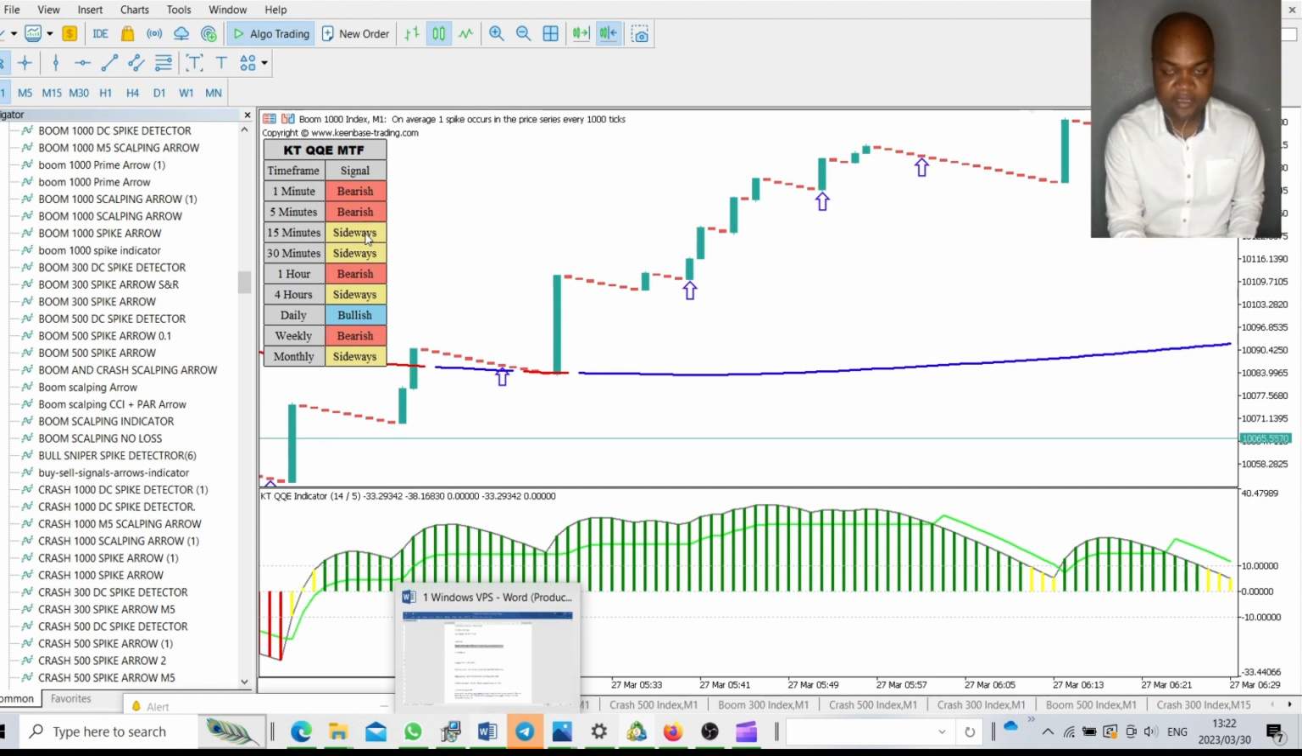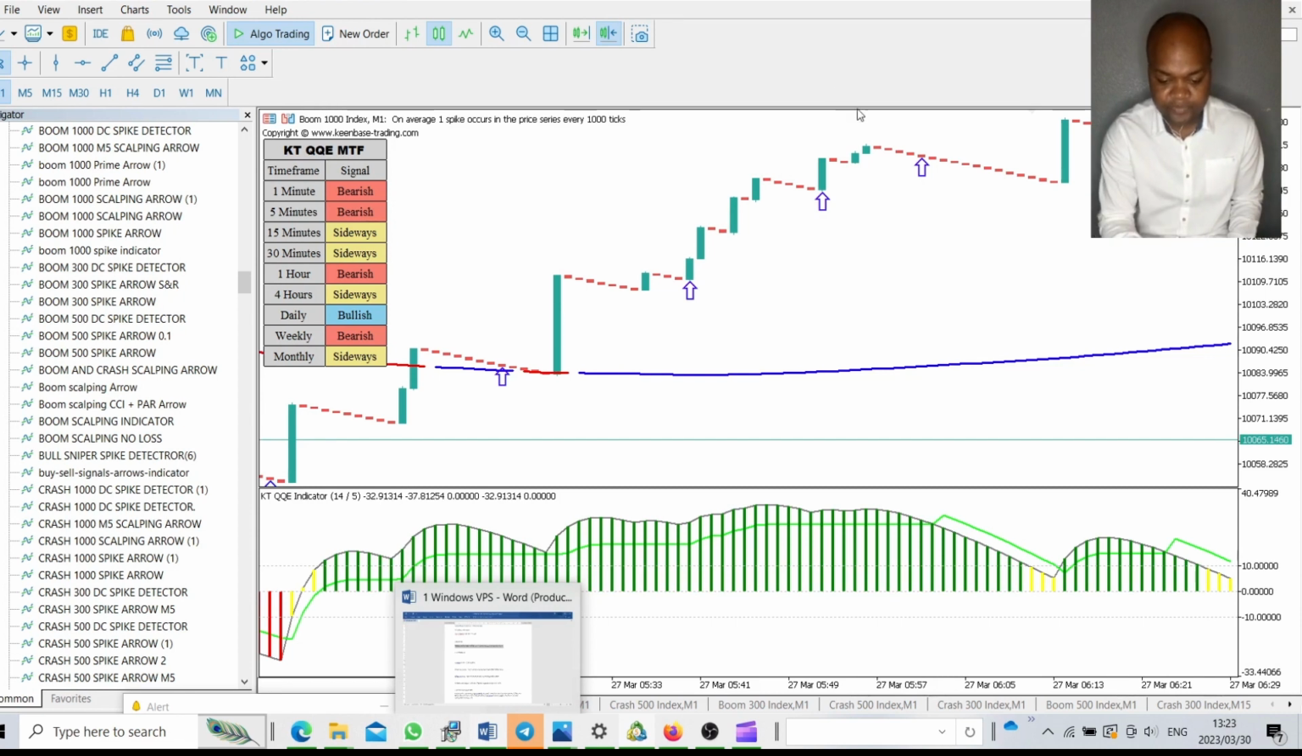So I'm going to quickly repeat this. In boom, you want at least 1 minute and 5 minutes, or 1 minute and 15 minutes. These are our lower time frames. They must have a bullish signal, and here the color must be blue. You also want at least one of the 1 hour, 4 hours, and daily time frames to also have a bullish trend. So when you have such a setup and there is a signal printed on the screen, the chances of you getting a spike will be very high, and you're not going to catch only one spike. You'll be able to catch even more.